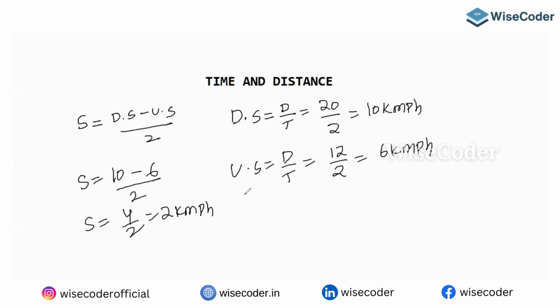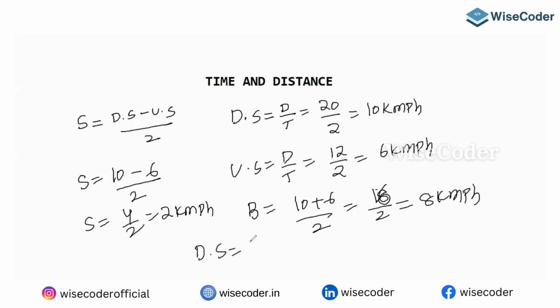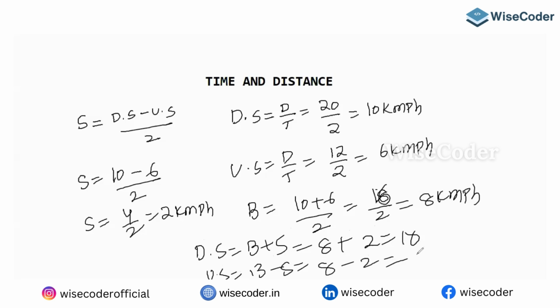If someone asks for the boat speed, then the boat speed is equal to 10 plus 6 divided by 2, which is 16 by 2, that gives 8 kilometers per hour. You can verify. Downstream is boat speed plus stream speed, 8 plus 2, you got 10. Upstream is boat speed minus stream speed, 8 minus 2, you are getting 6. Then your answer is perfectly correct.